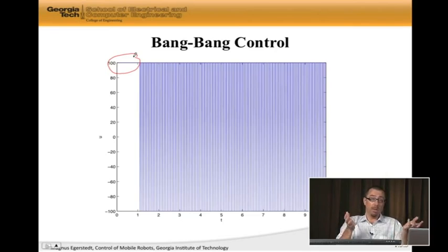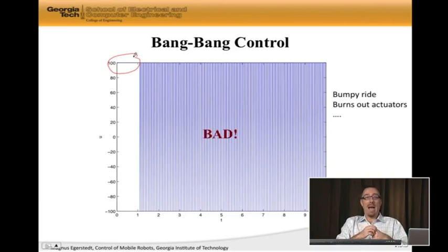Well, when the error was 0, the u was supposed to be 0, but the error is never going to be exactly 0. Just ain't going to happen. And this is bad. Because what's going on? Well, first of all, we get a really bumpy ride. We're going to be tossed around in the car, backwards, forwards, because of all these accelerations that are being induced by these extreme control signals.